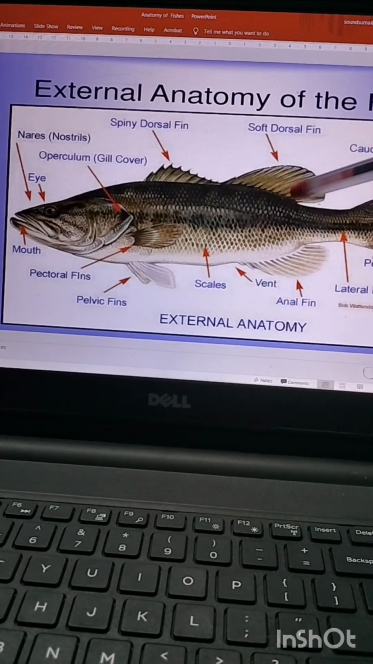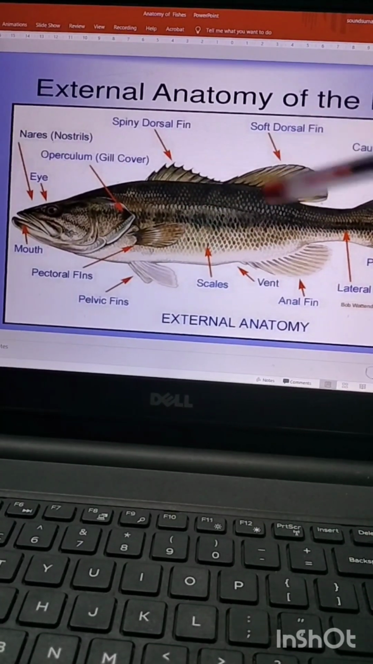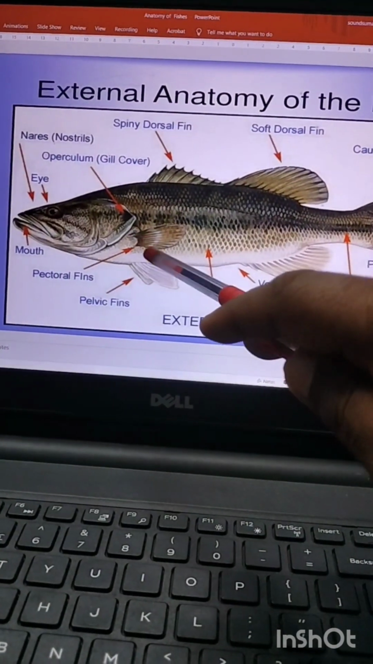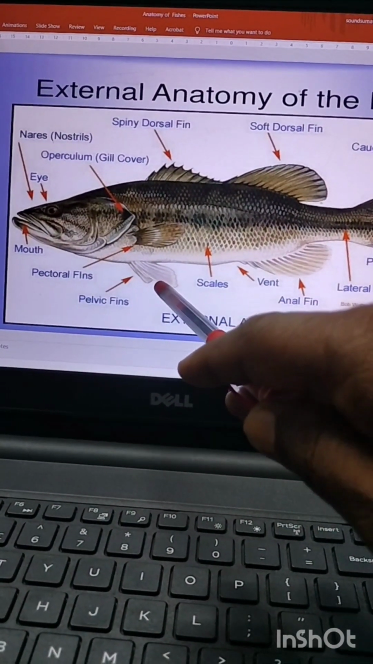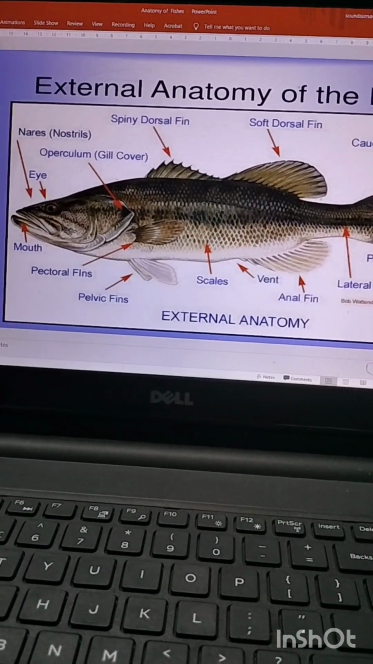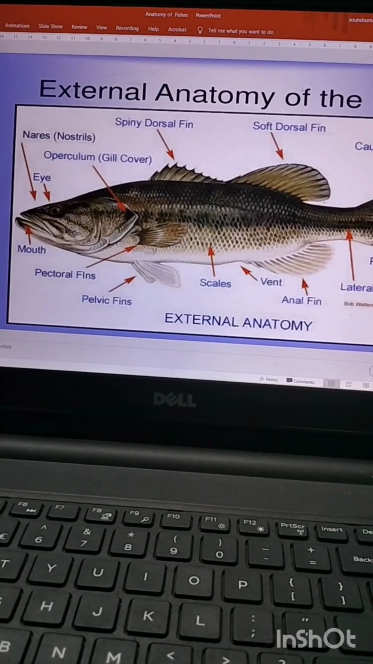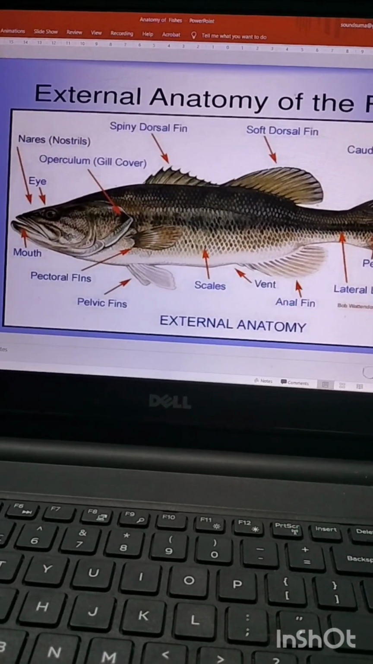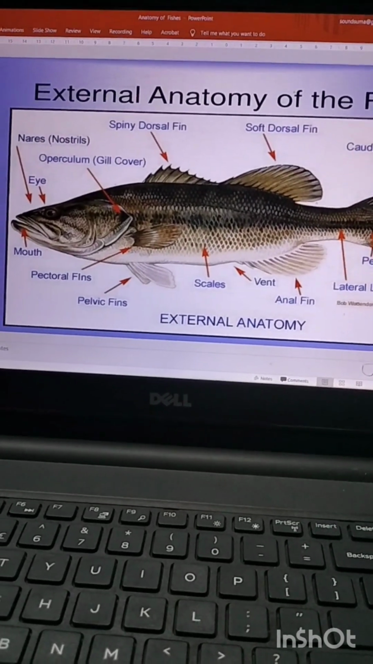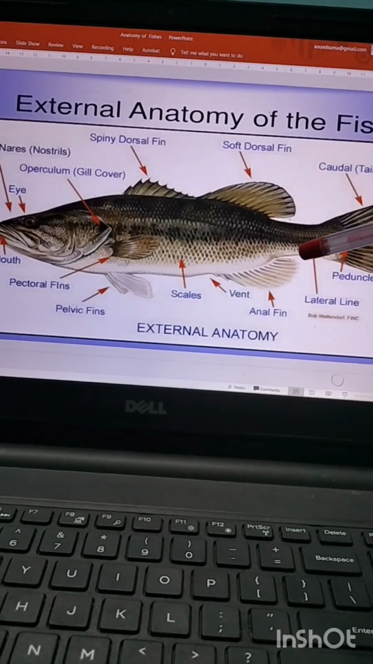Usually the fish, while it is moving, is actually beating the pectoral and pelvic fins. And coming to the tail portion, you can see the caudal fin, right? Tail fin or caudal fin, right? These are the different fins here, and your lateral line system, peduncle, and so on. So these are the different external parts of a fish.